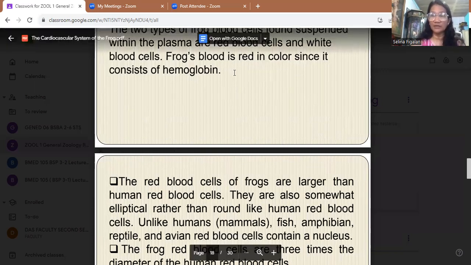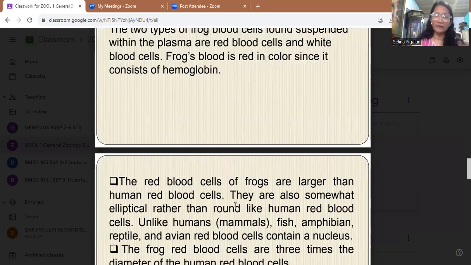carries the oxygenated blood. The red blood cells of the frogs are larger than human red blood cells. And the red blood cells of frogs, ang shape niya ay elliptical, oval. And the shape among the humans, ang kanilang shape ay circle or circular. Okay. Pag red blood cells sa humans, class wala siyang presence of nucleus. While in the frogs ay meron siyang presence of nucleus.